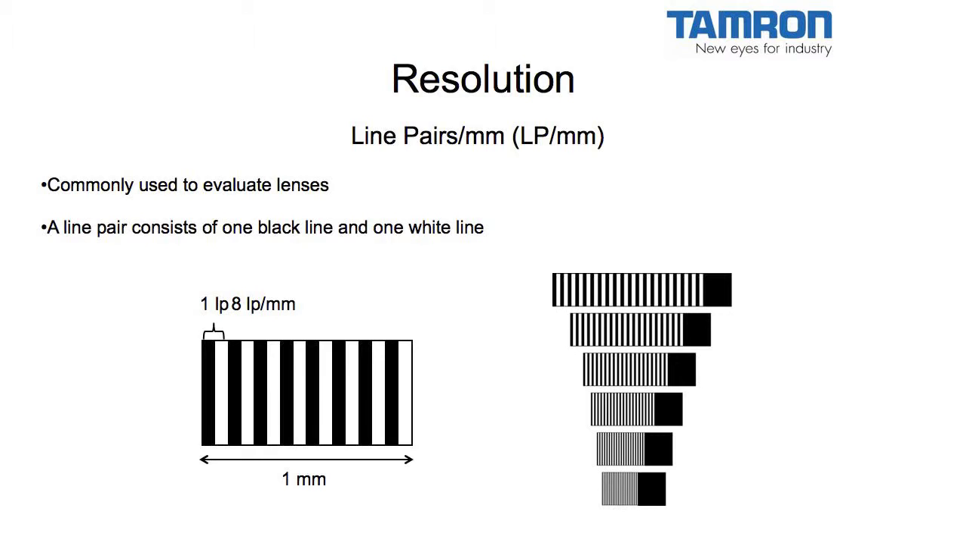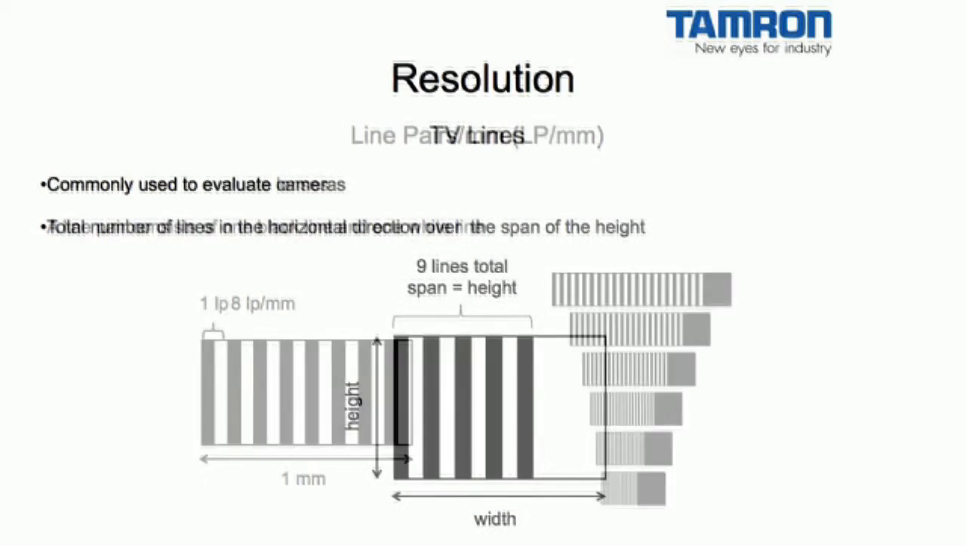Line pairs per millimeter is the most common unit of resolution measurement used to evaluate lenses. It is a measure of the number of distinguishable line pairs across 1 millimeter of length in the image. A line pair is defined by one black line and one white line. A lens with a resolution of 8 line pairs per millimeter can clearly resolve 8 line pairs, or 16 alternating black and white lines, across 1 millimeter of image length.